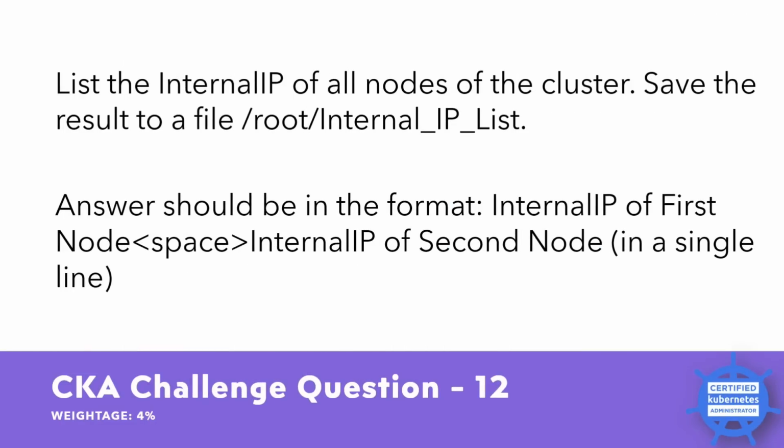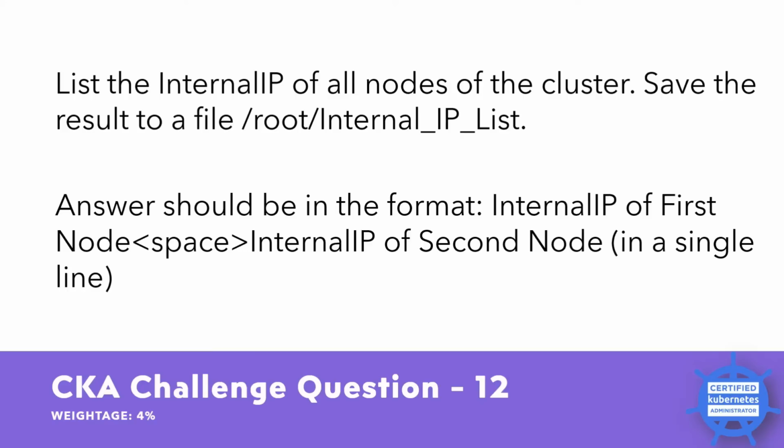CKA Challenge Question 12, having the weightage of 4%. List the internal IP of all nodes of the cluster and save the result to a file internal IP list. Answers should be in the format internal IP of first node space internal IP of second node in single line.